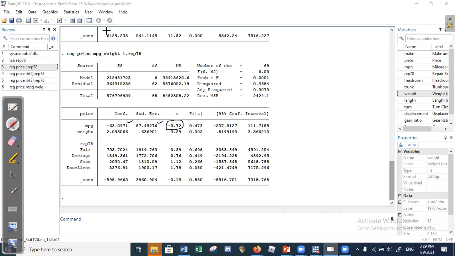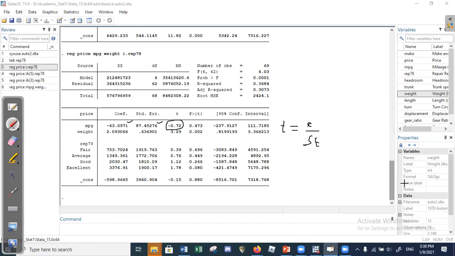So you see, when you are defining T, okay? T is actually the coefficient, right? This one, divided by the standard error. So the coefficient divided by the standard error.